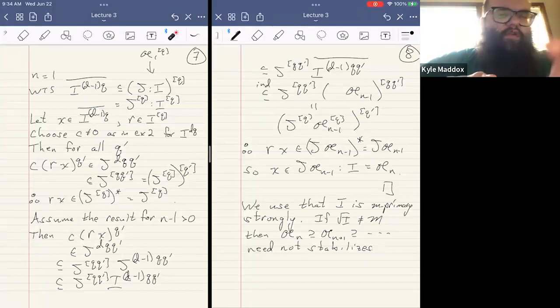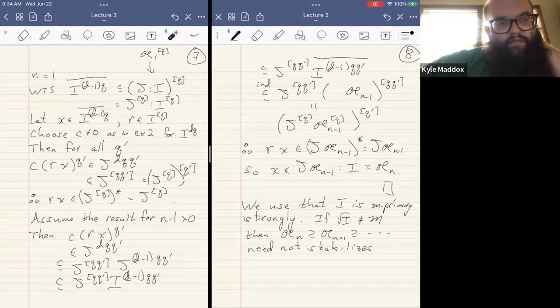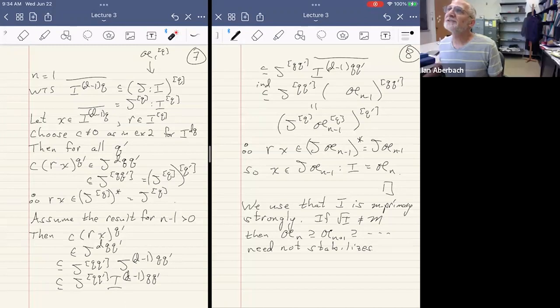Sorry, Ian, are M primary ideals the only ideals for which these coefficients are known to stabilize? Like finite phantom homology, maybe. Yeah, that's a good question. I don't know of any other condition that really guarantees it.